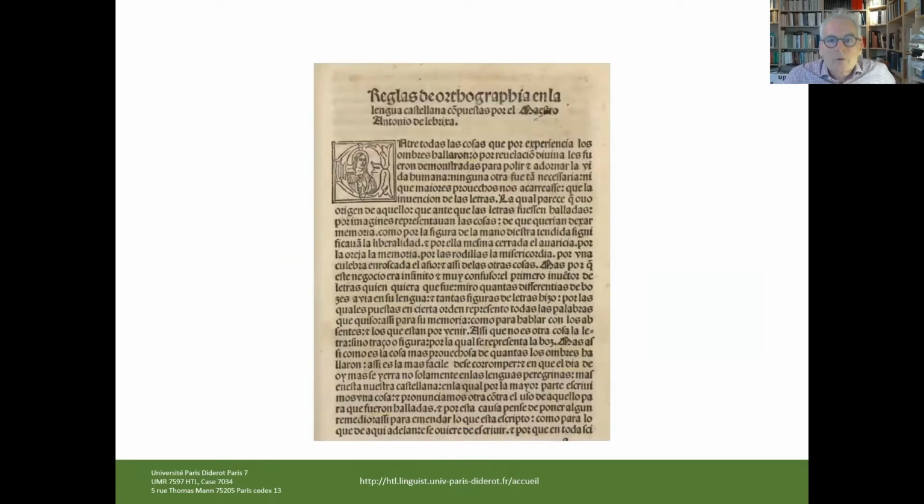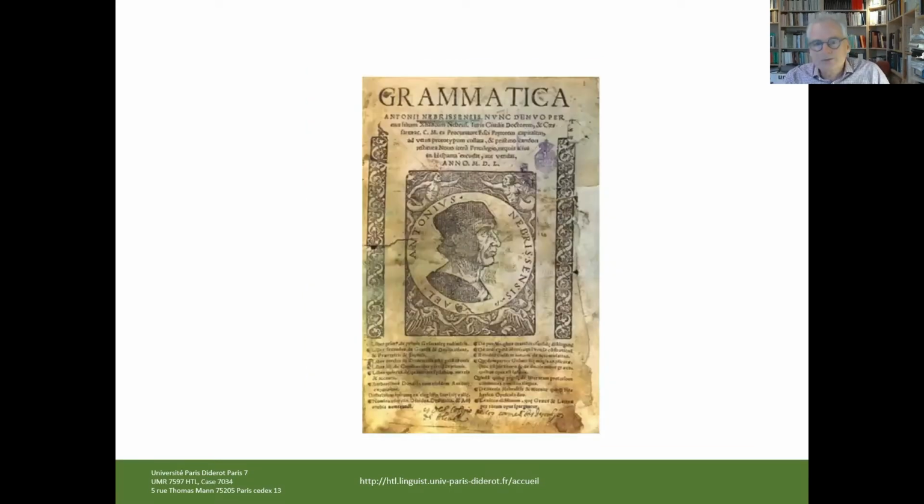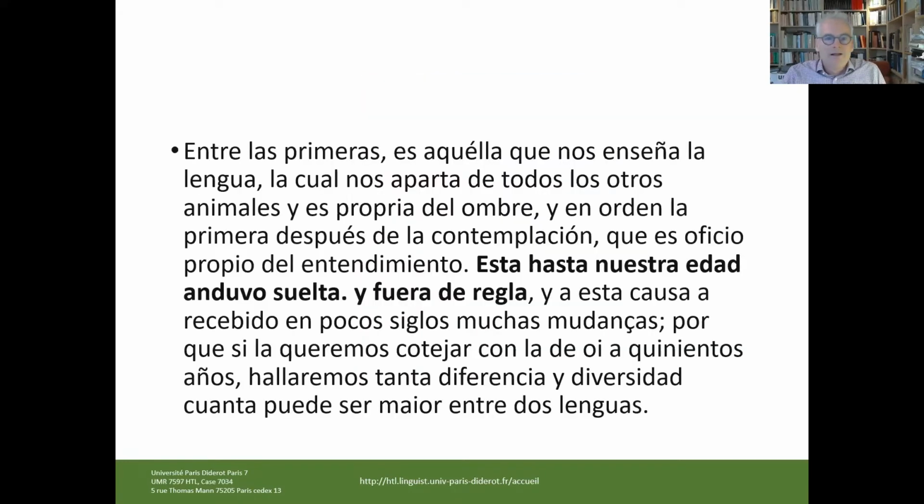So this is about one of the few texts which had the title Reglas, and I also want to stress the word texts which have the title Gramática. This is a later edition for Antonio de Nebrija. And I want to remind the prologue, and probably most of you know it very well because it's so much quoted everywhere. But this is the image that, as occurred with Greek, as occurred with Latin, the same applies to Spanish. Before our age, "hasta nuestra edad, anduvo suelta y fuera de regla". There was no rule, there was no standard form.